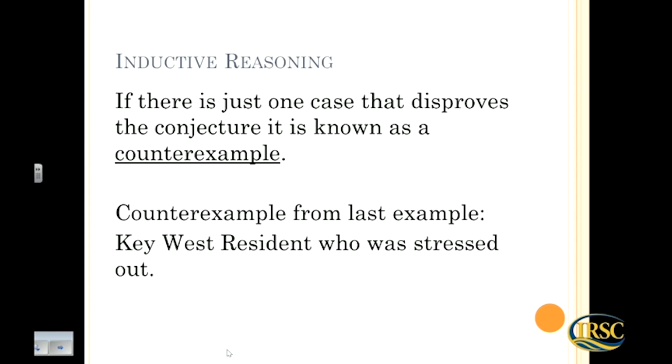All right, so if there is just one case that disproves the conjecture, then it is known as a counterexample. So that's your next fill in the blank, counterexample. And so the counterexample from the last example, this is also something for you to write down on your handout. A Key West resident who was stressed out. That was something that we mentioned already. If you can find a Key West resident who is stressed out, you have proved that statement false.